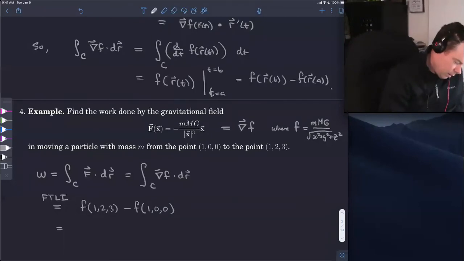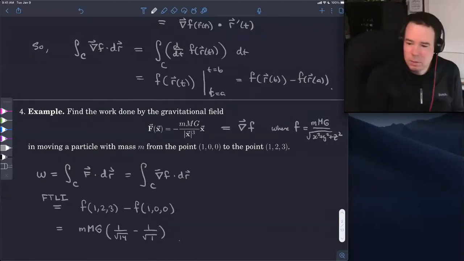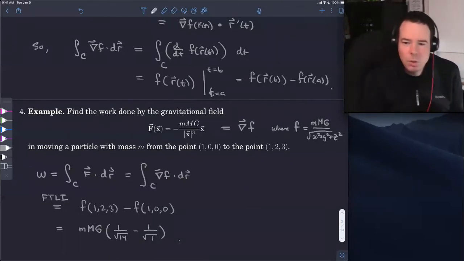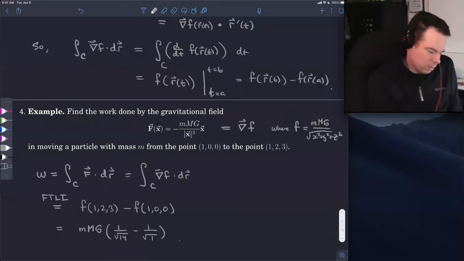And this ends up being little m, big G over, well, I'll factor that out and then we'll evaluate. It's 1 over the square root of 14 minus 1 over the square root of 1. And so there's our final answer in this case. So integrating gradient vector fields, very nice, very straightforward to do.